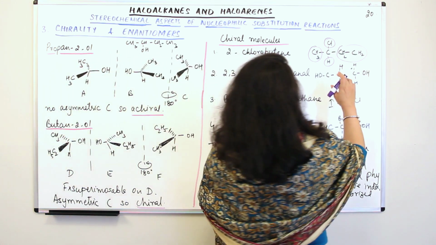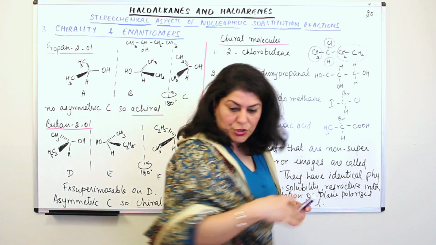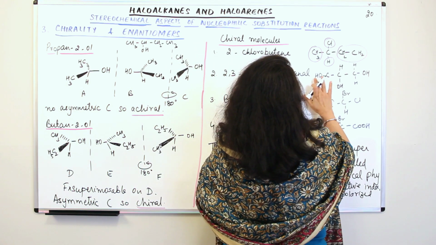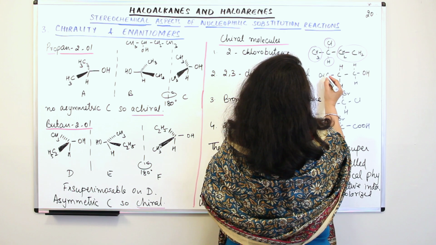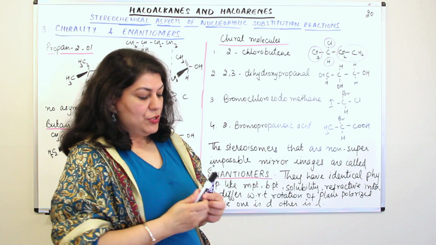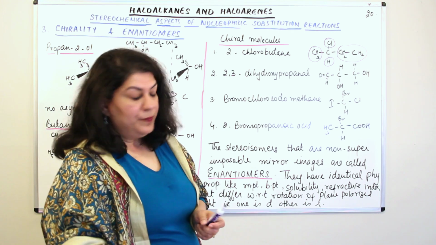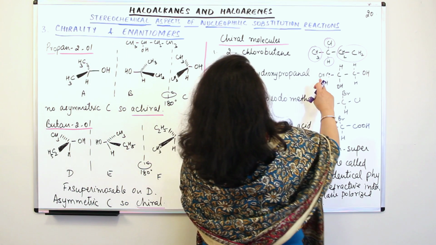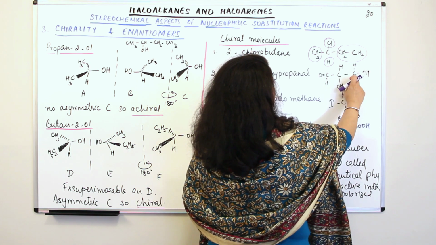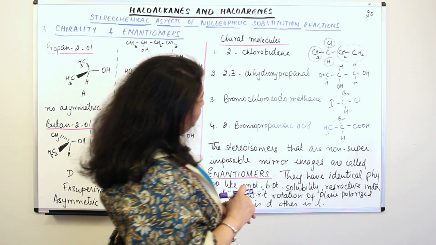For propanol, well, let me just change the structure a little to make the bonding clear. For propanol, this should be a double bond and this should be a hydrogen, right? So this is CHO for the first carbon, and for the second carbon you have an OH group, and for the third carbon you have an OH group.